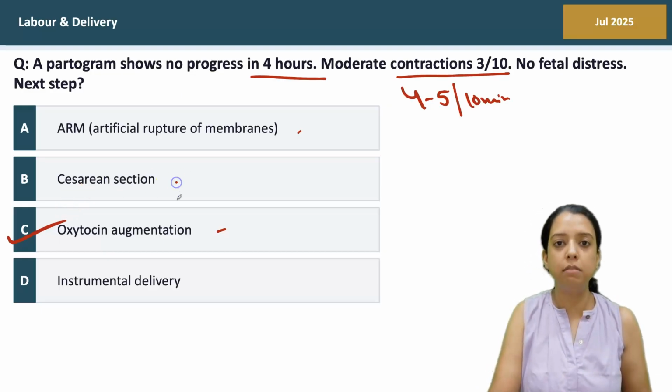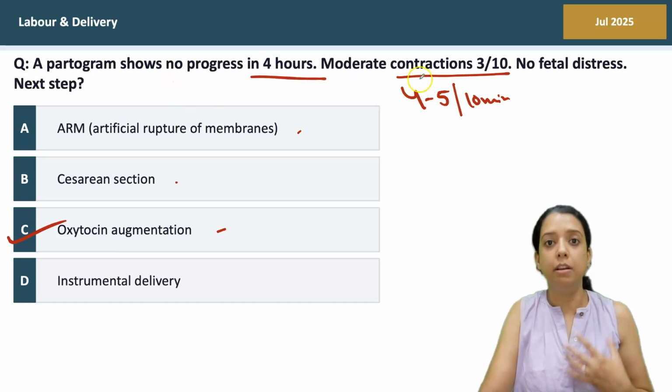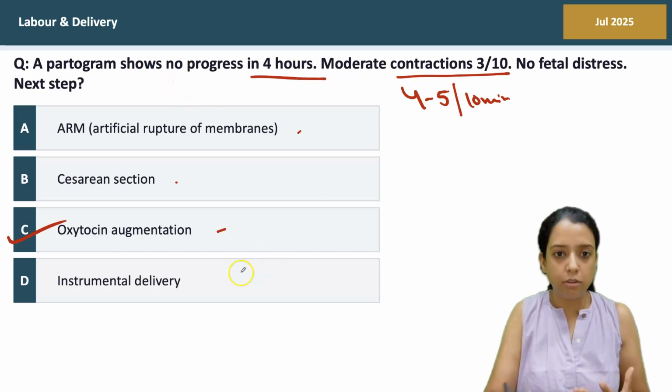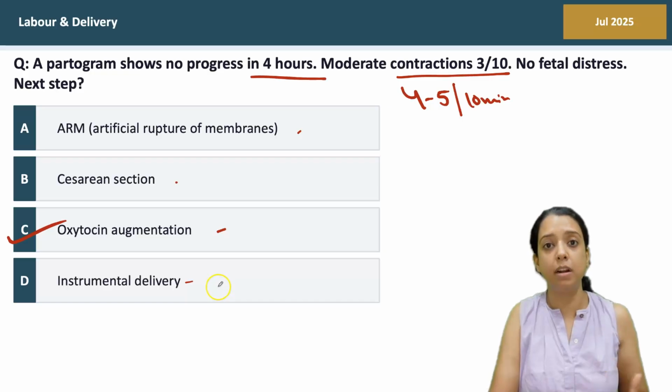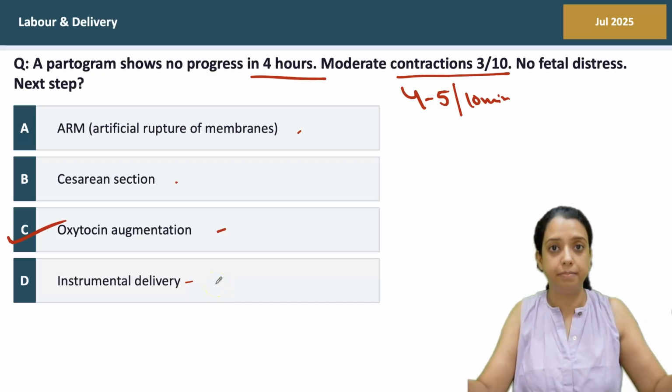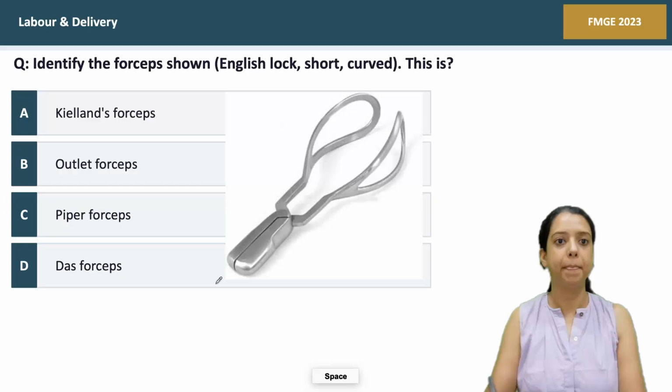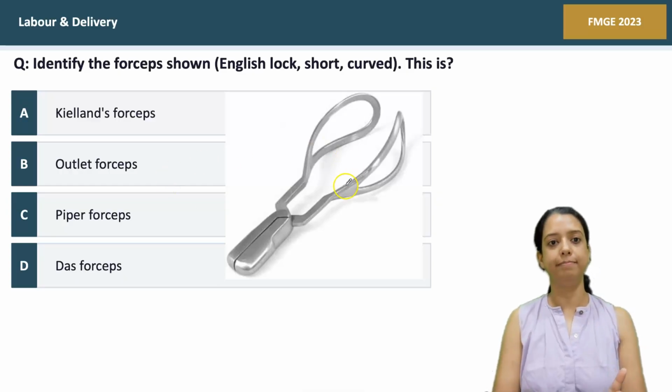You will not do cesarean. There is nothing to show cesarean. First, you try to intervene. There is no sign of instrumental delivery. Instrumental delivery is done when it is fully dilated. Identify the first.